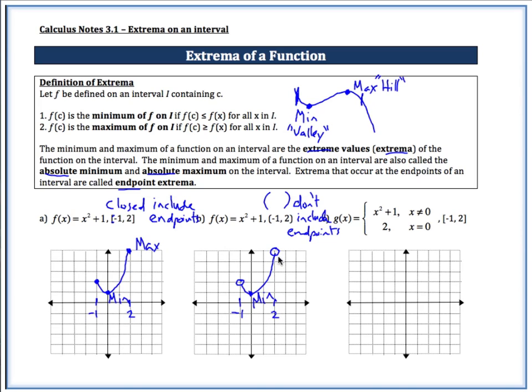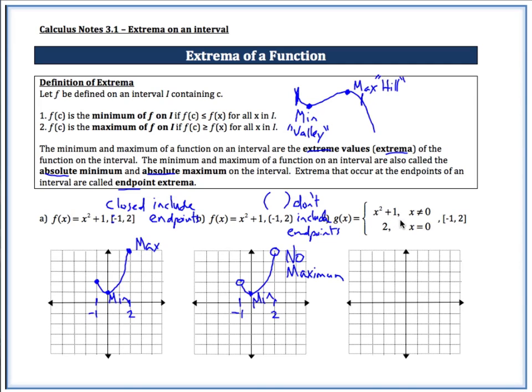Now we come back over here where we had a maximum as an endpoint extrema right here. But on an open interval, that endpoint doesn't actually exist. So the function never actually reaches that point. So what is the highest value? Well, because we don't actually have a highest value, we say there is no maximum on this interval. So it's kind of strange there. Let's look at our next one.